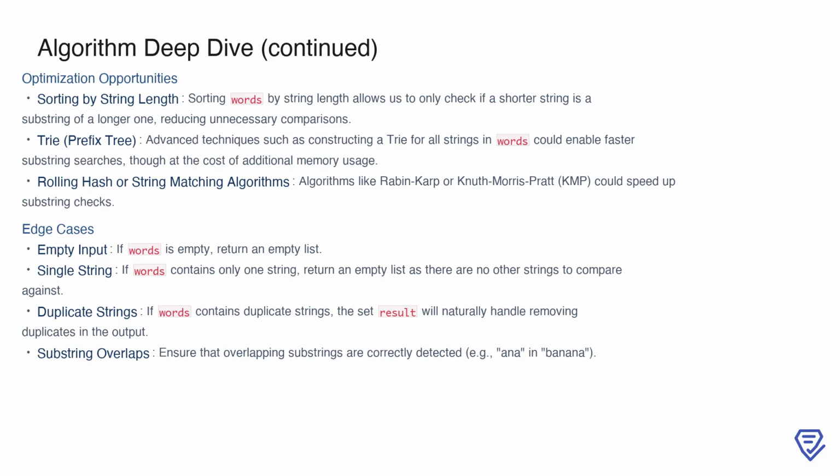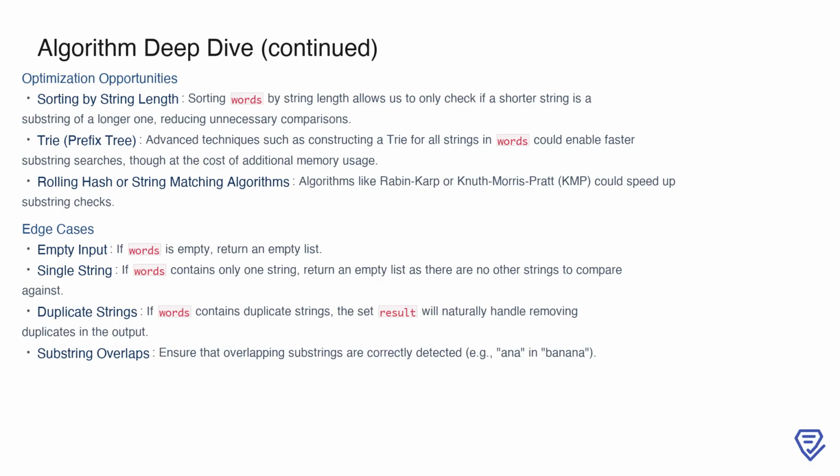For instance, sorting the words array by string length allows us to limit comparisons to cases where a shorter string is checked against longer ones. This reduces the number of unnecessary comparisons. Another possibility is using a trie, or prefix tree, to structure the strings in a way that enables faster substring searches. While effective, this approach does require additional memory. Additionally, advanced string matching algorithms like Rabin-Karp or Knuth-Morris-Pratt (KMP) could be employed to speed up the substring checks.